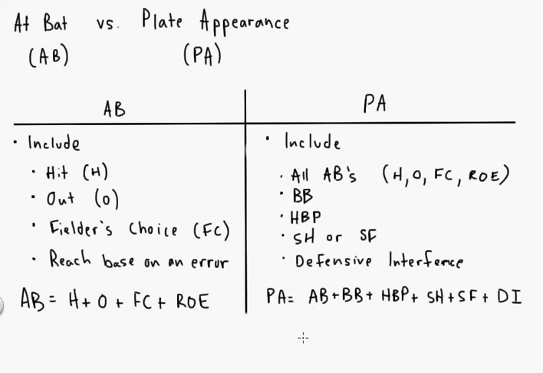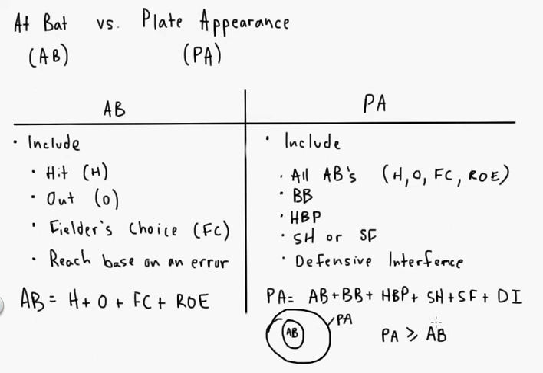Okay, so if we draw a quick diagram here, let's do it right here. Draw a circle here, and this includes all plate appearances. Then inside the little section here, this would be all at-bats. So plate appearances are always greater than or equal to the number of at-bats.